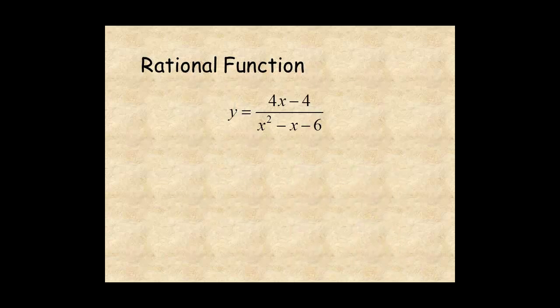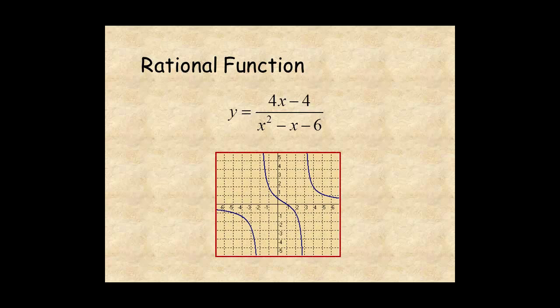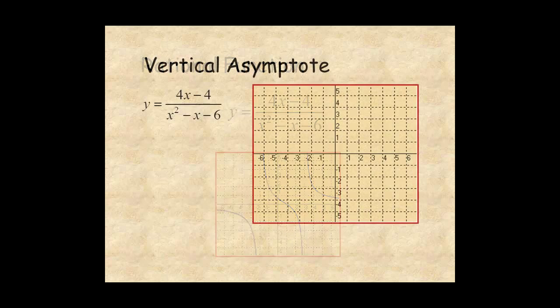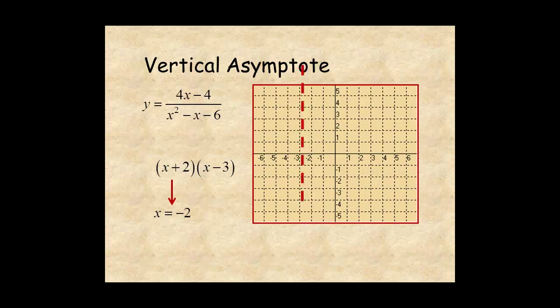This lesson shows how to graph the rational function y = (4x - 4) / (x² - x - 6), and variations of the function. The VAs are the zeros of the denominator. The factors of the denominator are (x + 2)(x - 3). So the function has VAs at x = -2 and x = 3.